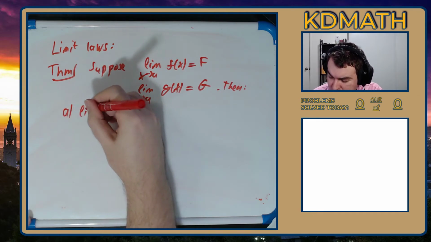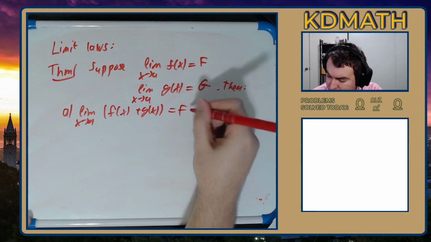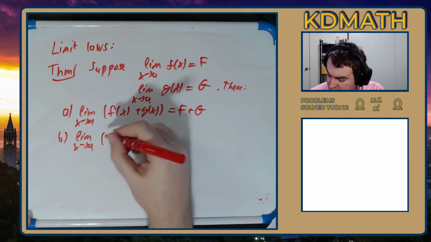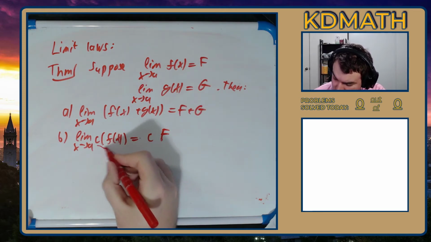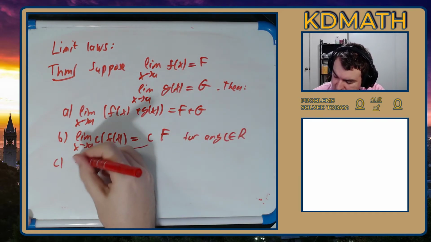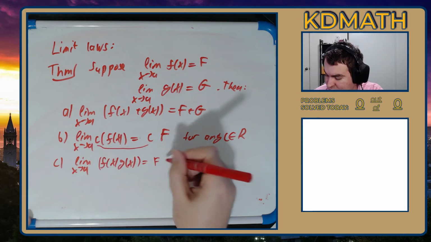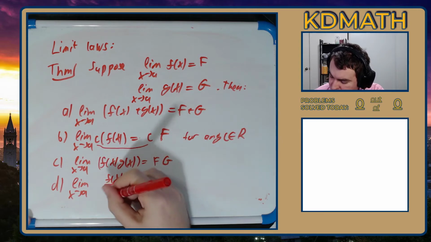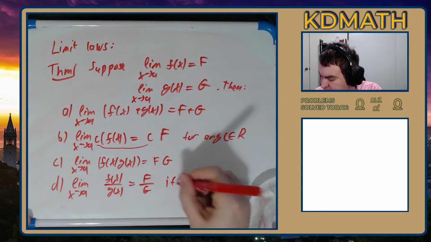Part A, the limit as x goes to a of f of x plus g of x equals F plus G. The limit as x goes to a of a constant times f of x equals that same constant times capital F, for any c in R. The limit as x goes to a of f of x times g of x equals F times G, and the last one is that the limit as x goes to a of f of x over g of x equals F over G, if G is not 0.